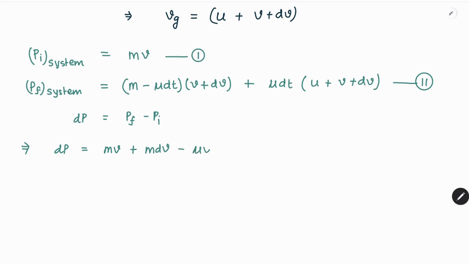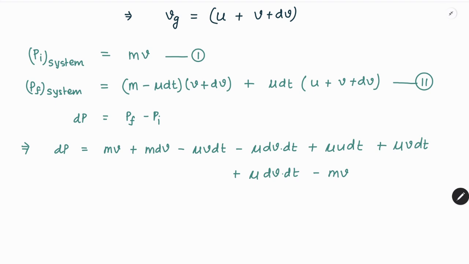minus mu v dt minus mu dv dt plus mu u dt plus mu v dt, and then we again have the term plus mu dv dt. So this is the final momentum, and then we have minus mv. So this is how we write the final momentum minus initial momentum.